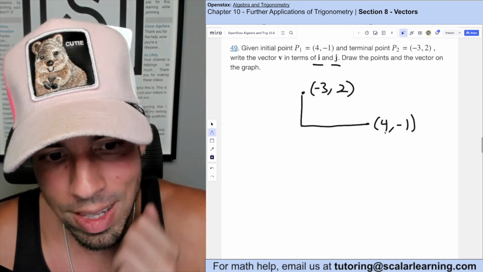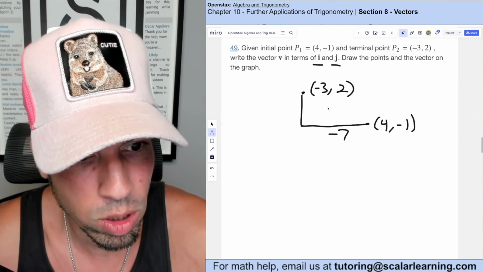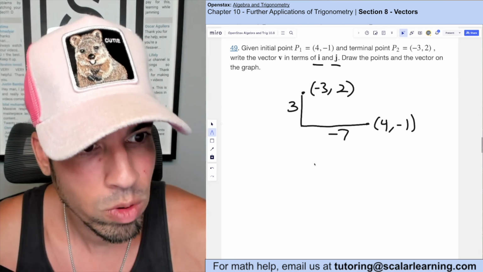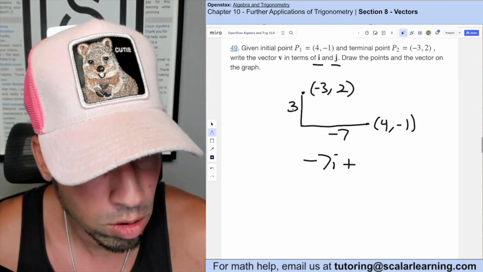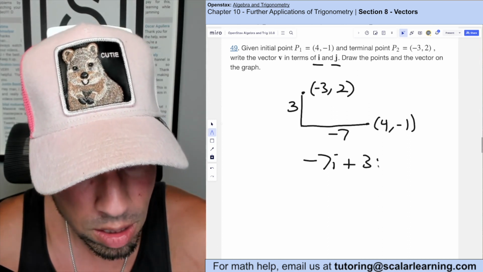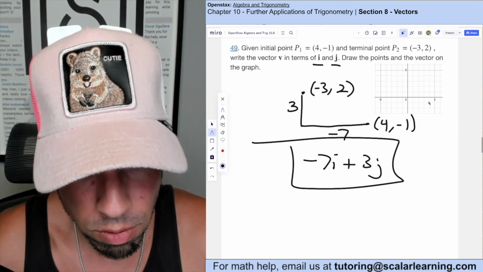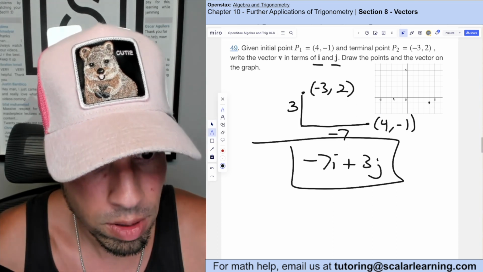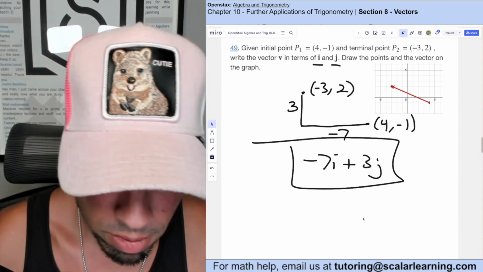So how much are we going to the left? We're going from 4 to -3, so that's -7. We're going from -1 to 2, that's up 3. So then we have -7i plus, because that's positive, 3j. And just so you can see what this would look like on a graph, we got 4, -1, and then we have -3, 2, like so. And that would be the graph of the vector.